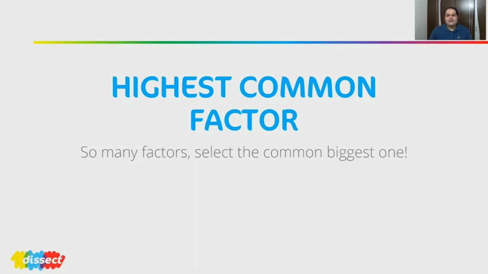So what really is a highest common factor? In very simple terms, if you have two numbers which have so many different factors, and if you select the common factors, and out of those, if you select the largest one, the highest one, that is the highest common factor. But where do we use these highest common factors?